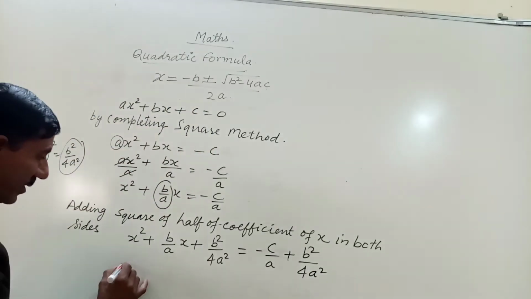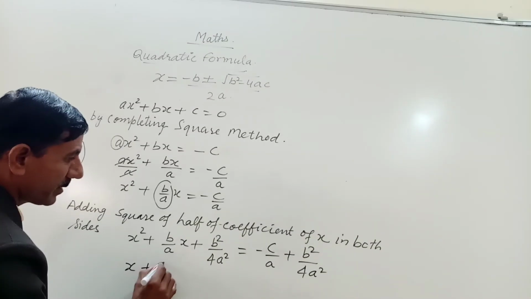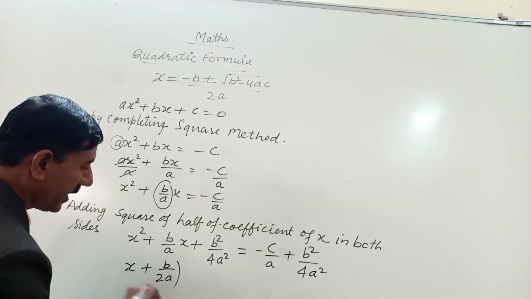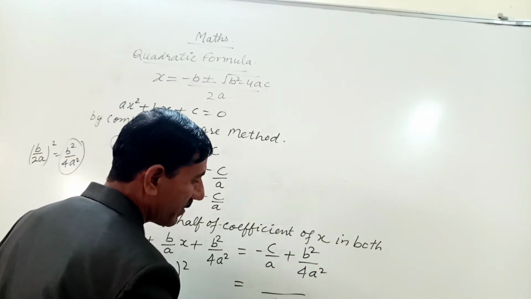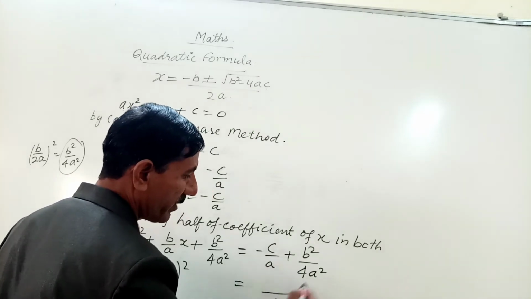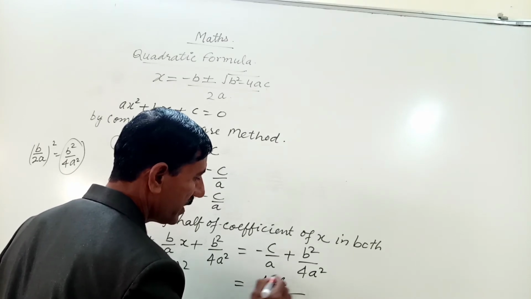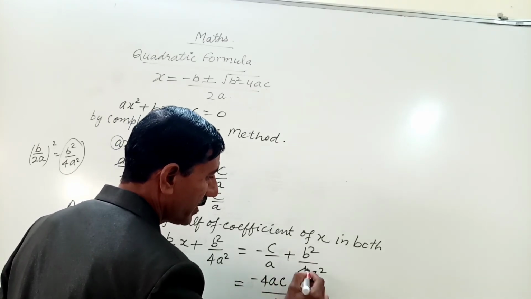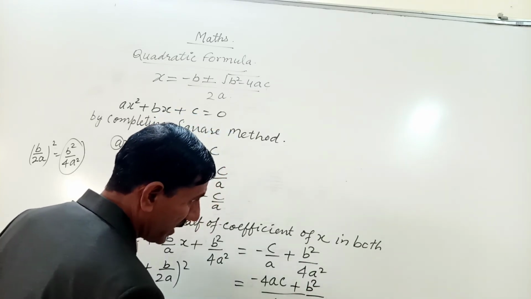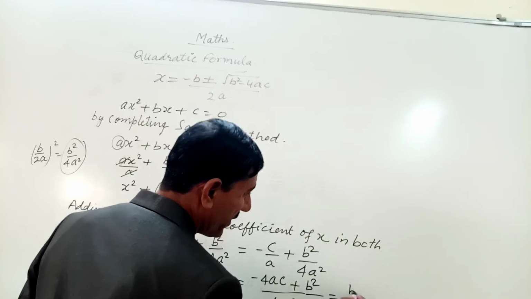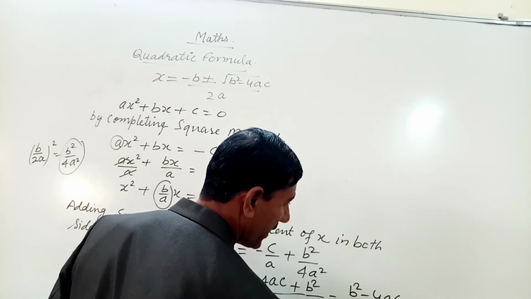Now the left side is the perfect square of x plus b upon 2a, which is equal to, taking LCM 4a square, a to a cancel, to 4a, c minus, plus 4a square cancel, so b square is in the numerator, and this will be b square minus 4ac upon 4a square.